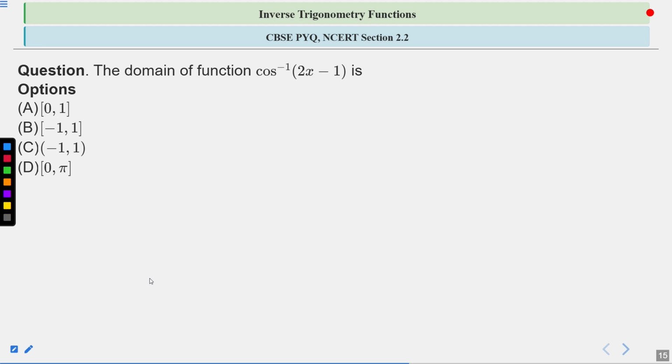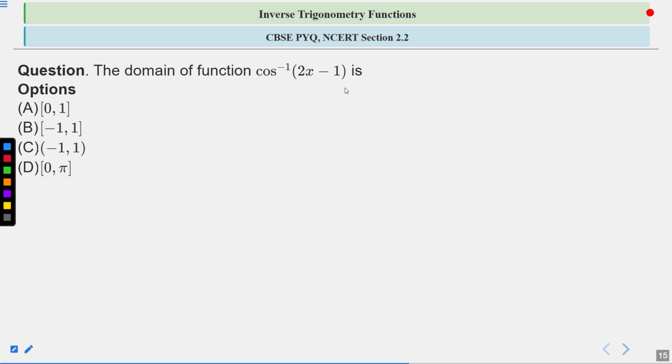The question says we have to find the domain of the function cos inverse (2x minus 1), right? So how can we find the domain of the function? Again, see, we know that the domain of cos inverse x is from minus 1 to 1, right? The domain of cos inverse x will always lie between minus 1 to 1. Clear? So it is 2x minus 1.